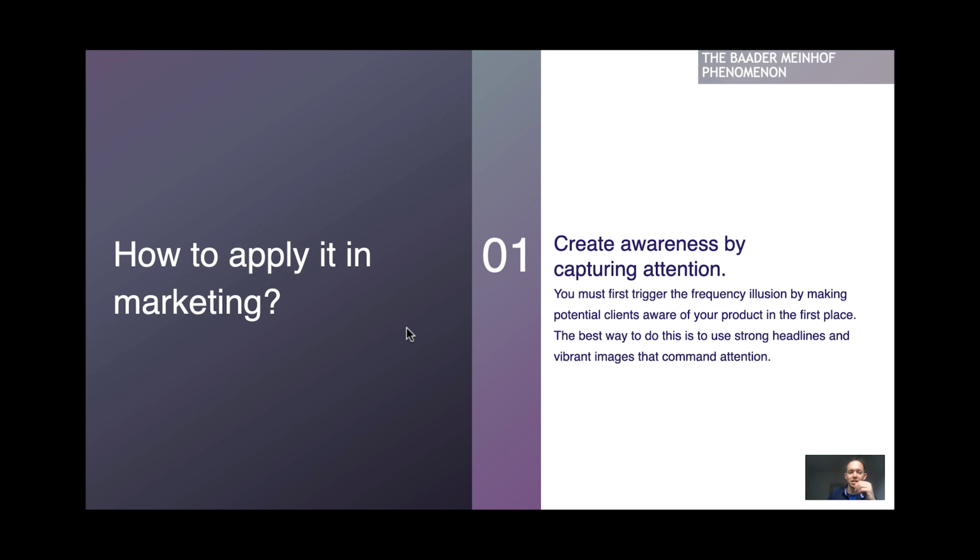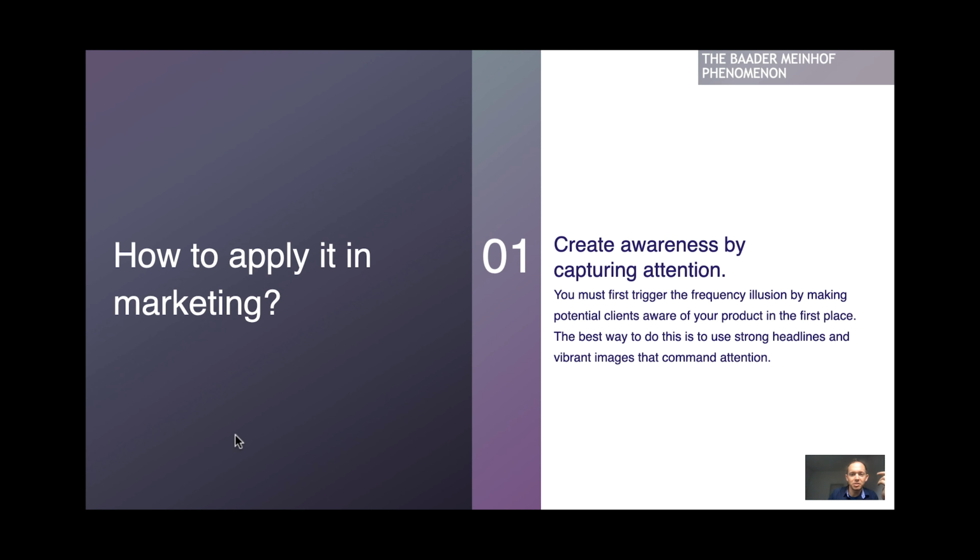How do we use it in marketing? Well, you create awareness by capturing attention first. So trigger something so that the audience will have the awareness of your product and then will recognize your advertisement all the time, for example.